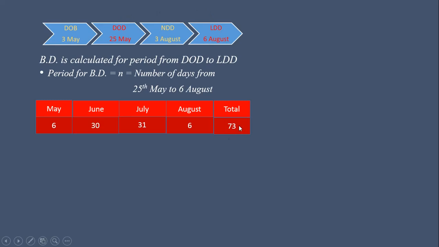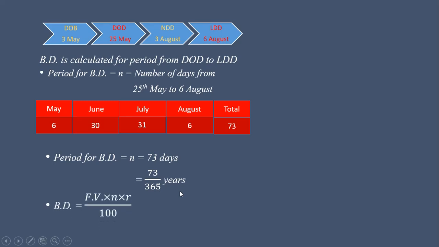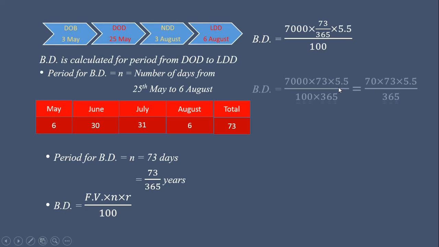Here we get 73 days as the period from date of discounting to legal due date. But we have to use N in years. So the period for calculating banker's discount, N is equal to 73 days. We have to convert these days into years, 73 upon 365 years. We use this formula, BD is equal to FV into N into R upon 100. We substitute these values. Face value of the bill 7,000 into N, 73 upon 365 into 5.5 upon 100.